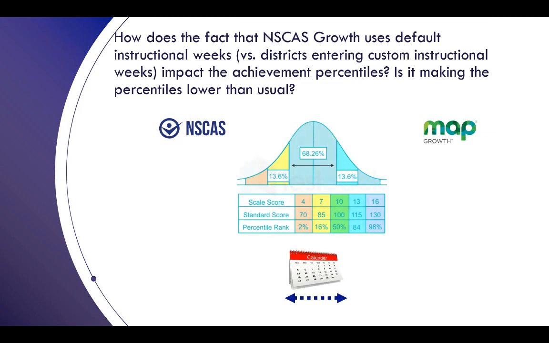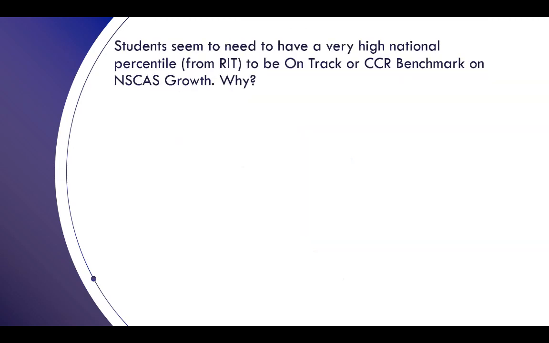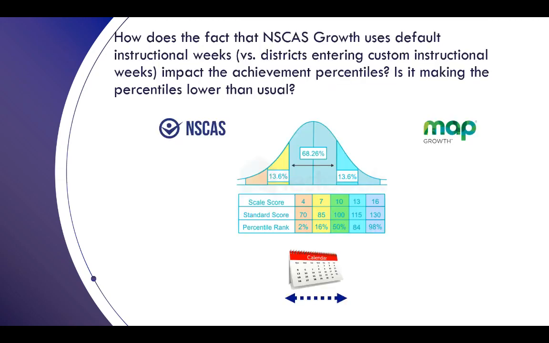Opportunity to learn provides important context when interpreting any student's performance. Percentile ranks are sensitive to the amount of instruction recorded. That means two students with the same RIT, or even the RIT for one student, could result in different percentile ranks on MAP growth and NSCAS growth when different instructional weeks are considered.